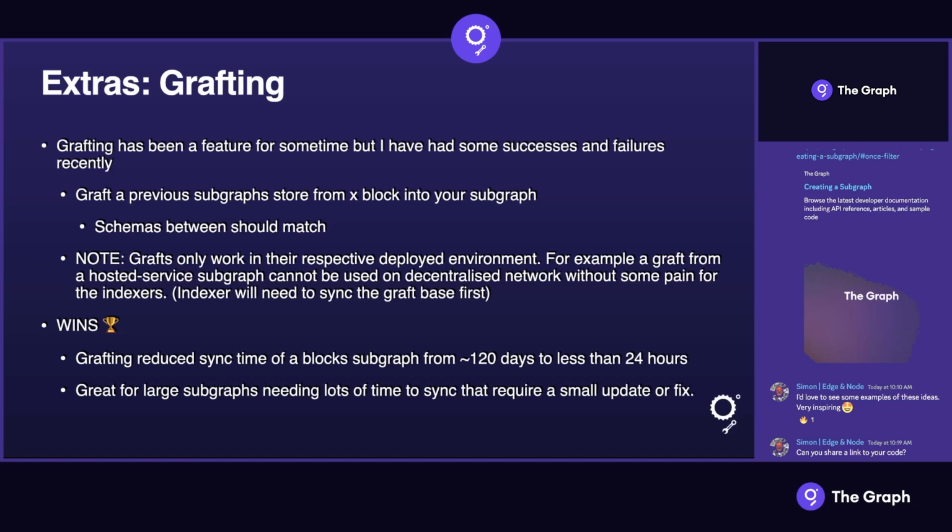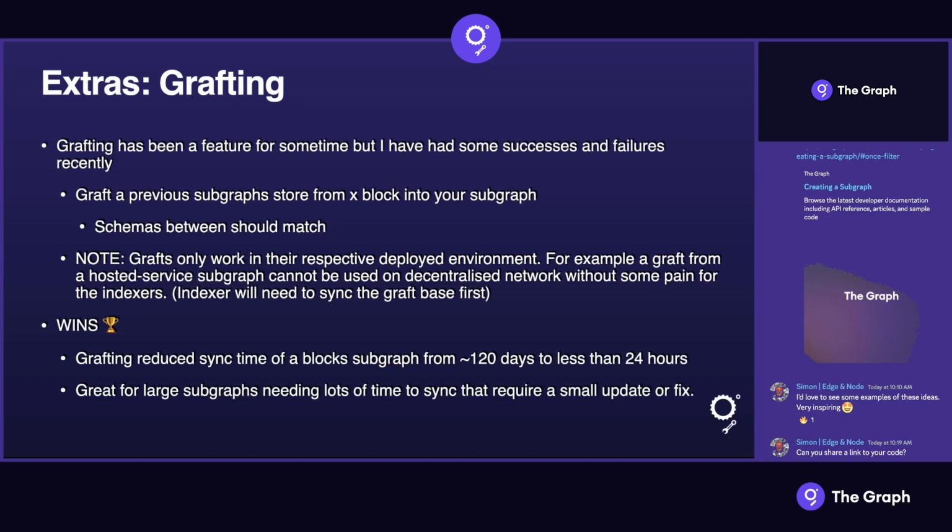So obviously the way it works is that you can graft a previous subgraph store from a specific block into your subgraph, right? And the main thing is that the schema should match mostly. You can obviously have new entities that haven't been created, but the store entities that you want to copy over should match.